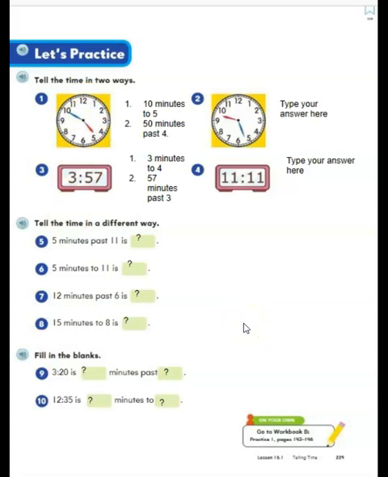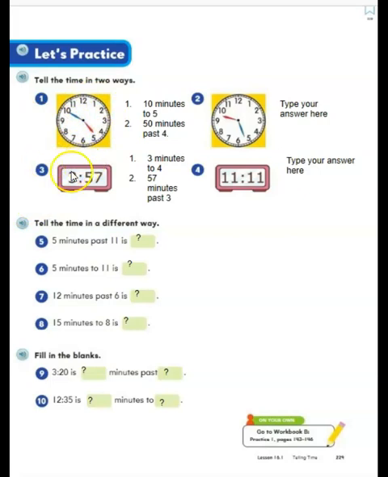And the 2 ways that I could say that, well, there's more than 2 ways, but I could say it's 10 minutes to 5. And I know that because here's our minute hand. It's right here and we need to get it up to the 12, and that's 10 minutes. In 10 minutes, it'll be 5 o'clock. So it's 10 minutes to 5. It's also 50 minutes past 4.